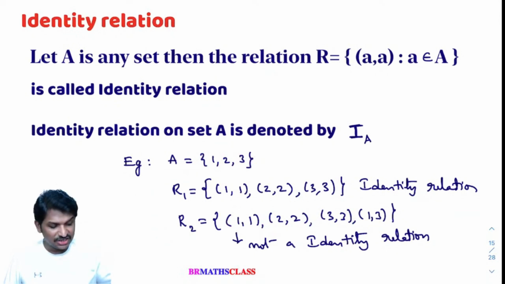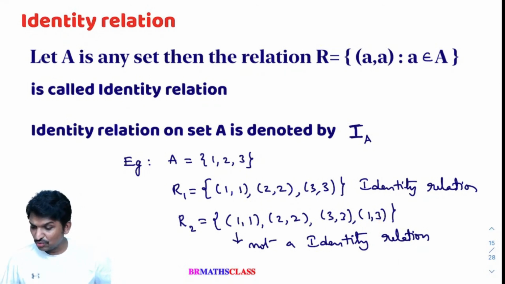Right? An identity relation contains ordered pairs which are in this form only: A comma A, B comma B, C comma C, like that only. Here, this is not in the form of A comma A. For 1, it must be 1 comma 1 in an identity relation. I hope you understand this point.